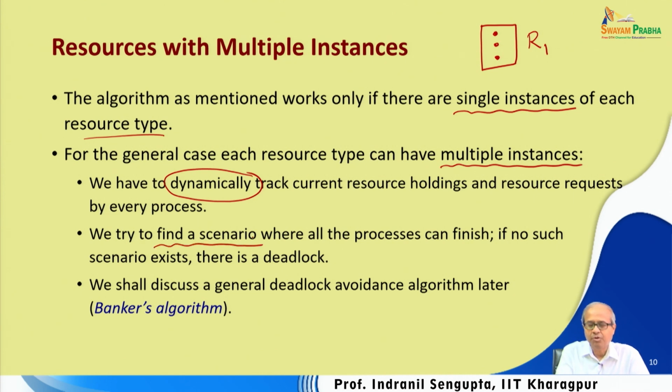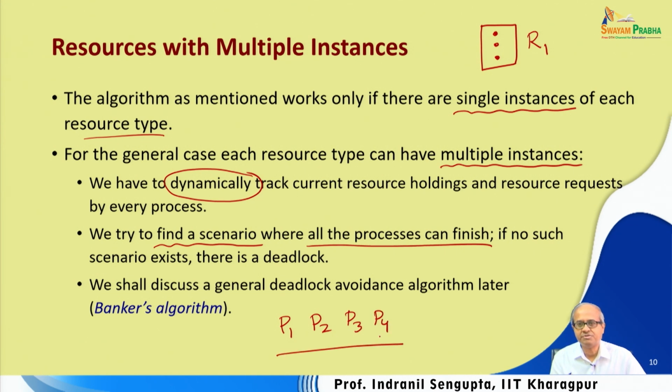Now, at every instance when we do this check, we have to find out whether there is a sequence of process execution where all the processes can finish. Suppose there are 4 processes running in the system, P1, P2, P3 and P4. Each of them is holding some resources and requesting additional resources. So, we check if there is some sequence of process executions through which all the processes can complete.